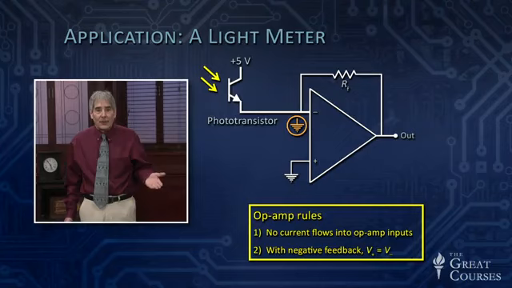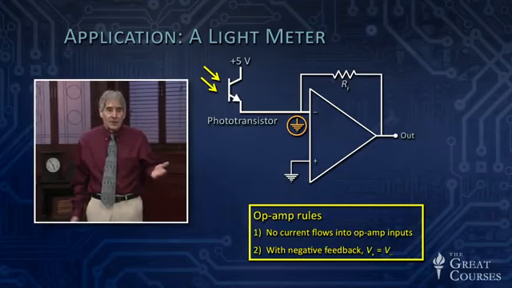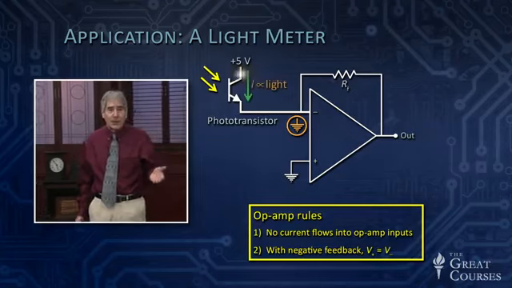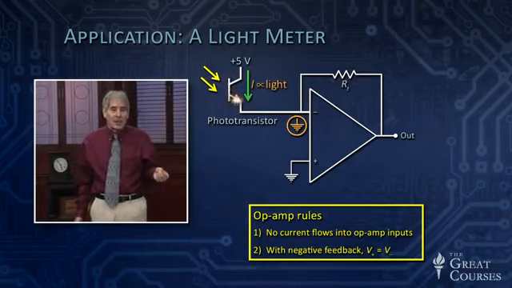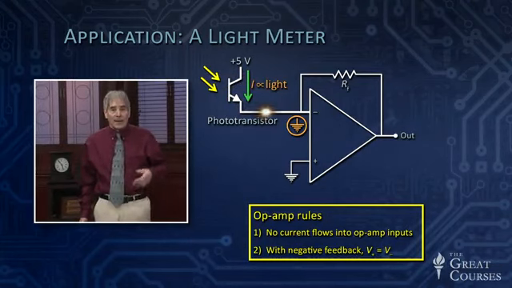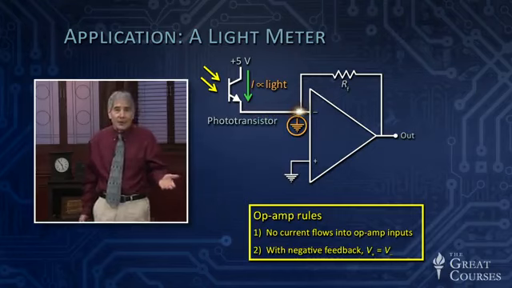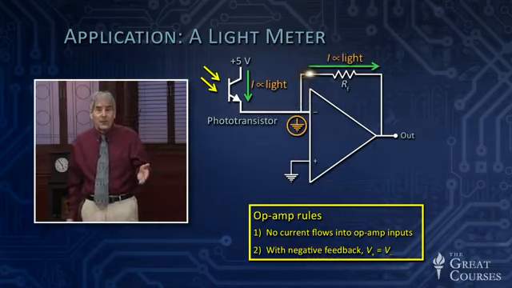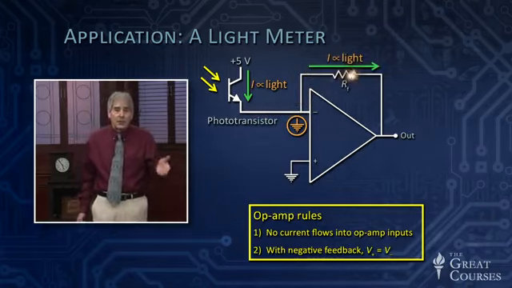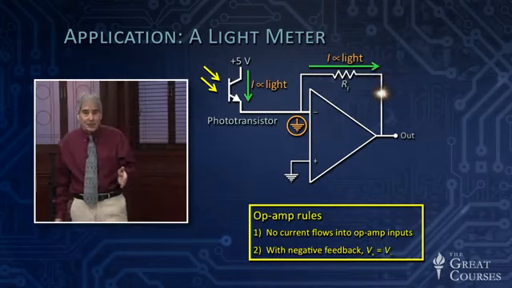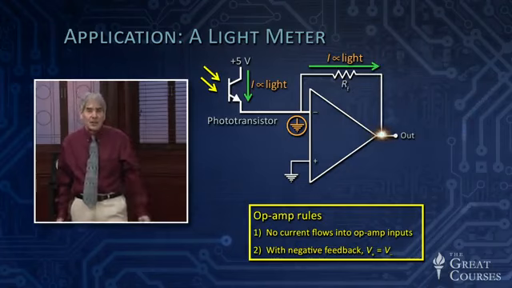And now we take that current and we run it into a current to voltage converter. So here comes the current, which is proportional to the amount of light, the light intensity. That current, by the op-amp rules, can't flow into the op-amp, so it flows through the feedback resistor, where it causes a voltage drop across the feedback resistor. So the right-hand end of the feedback resistor is at a lower voltage than the left-hand end.